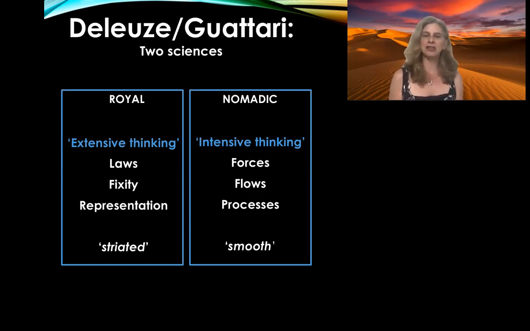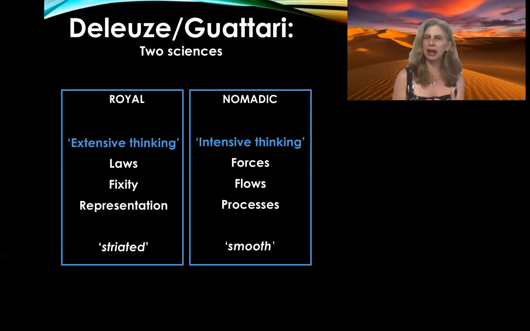And they relate this to ideas about laws, firm regulations, fixed notions of what things are, and the idea that you can represent things as things, a very kind of object-oriented approach to the world. They describe this as striated, so sort of broken up into pieces. And in contrast, they talk about a nomadic way of operating, which they describe as intensive thinking. And by intensities, what they mean is ideas around forces, flows, or processes.